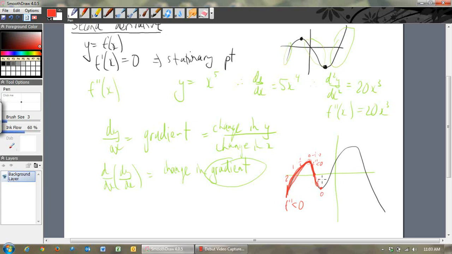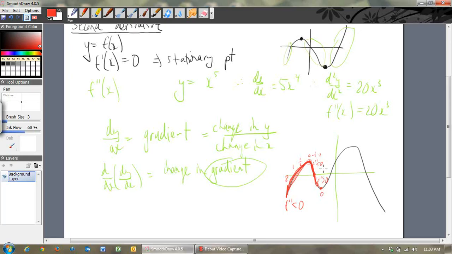So here, f', I should draw this in a bigger diagram. f' is bigger than 0. Okay. So the gradient is getting bigger. The gradient is growing and growing and growing, and then it hits 0 again. I should draw this on a bigger diagram. Never mind. Do it in class.